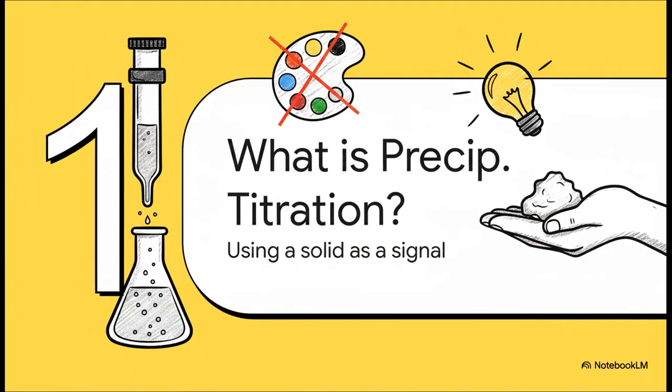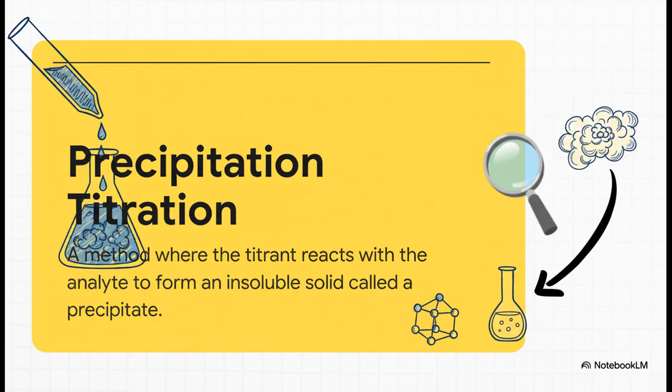Okay, first up, what exactly is this technique? A lot of titrations you might know about look for a color change, right? But this one is looking for something you can actually see form right before your eyes. It's all right there in the name. In a precipitation titration, we're adding a solution we know everything about, that's our titrant, to the mystery solution we're trying to measure, our analyte. And the reaction between them, well, it doesn't just change color, it actually creates an insoluble solid. This sudden cloudiness, this precipitate, that's our signal. That's the moment we know we've hit the endpoint.